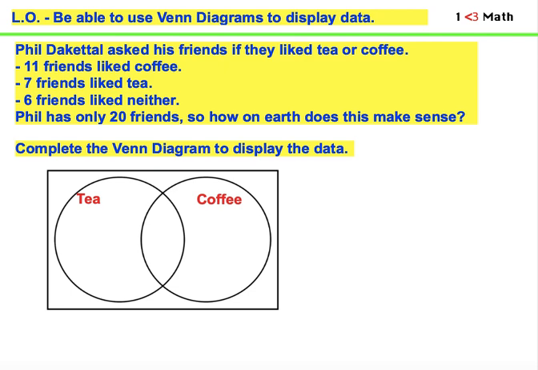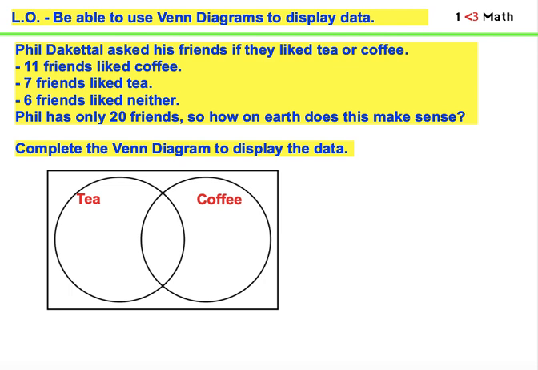The learning objective for this video is to be able to use Venn diagrams to display data. We have an exam style question here. Phil Dakettel asked his friends if they liked tea or coffee. 11 friends liked coffee, 7 friends liked tea, 6 friends liked neither. Now Phil has only 20 friends, so how on earth does this make sense? Complete the Venn diagram to display the data.